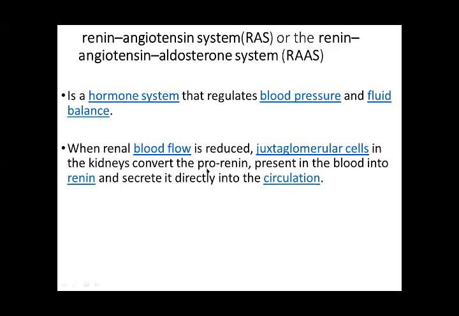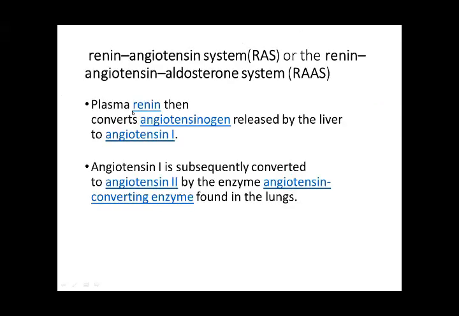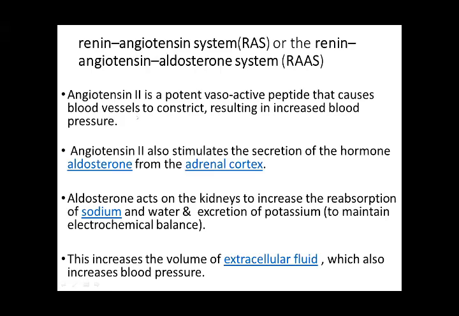They throw it in a non-activated, or inactivated, form. So that is prorenin, right? So prorenin, plasma renin, then it is converted to renin, right? Plasma renin then converts angiotensinogen released by the liver into angiotensin 1. Angiotensin 1 is subsequently converted into angiotensin 2 by the angiotensin converting enzyme in the lungs. Angiotensin 2 is a potent vasoactive peptide that causes blood vessels to constrict, resulting in increased blood pressure.